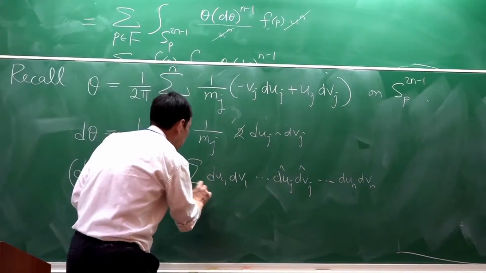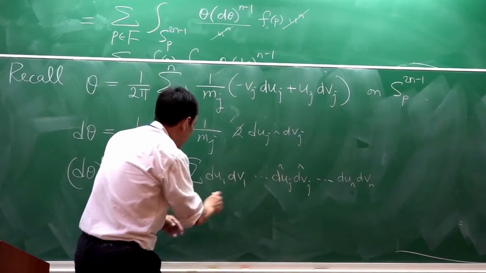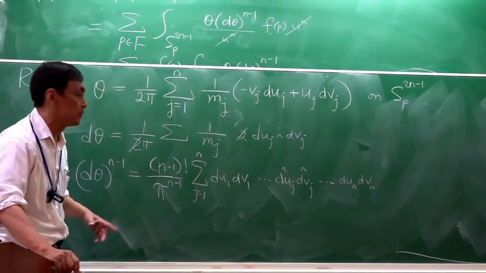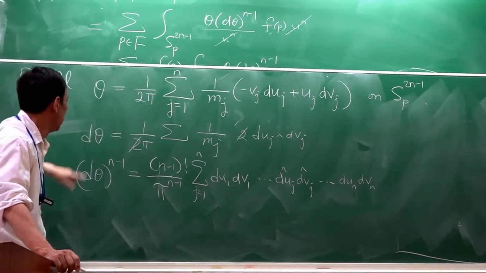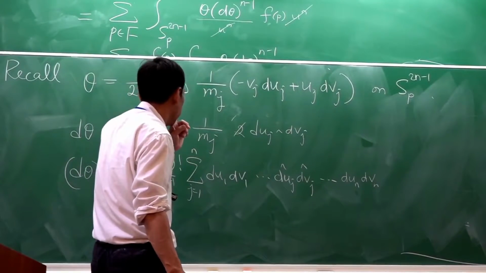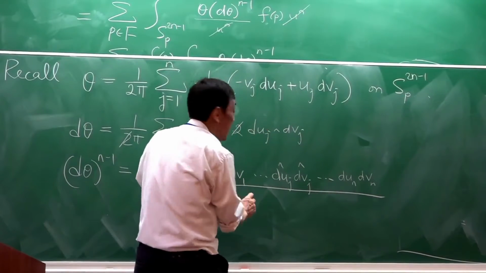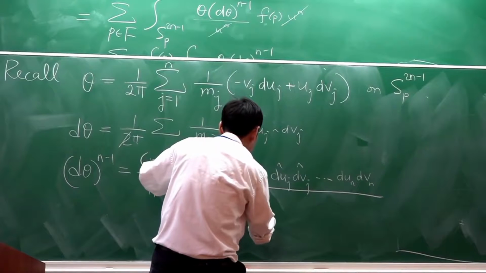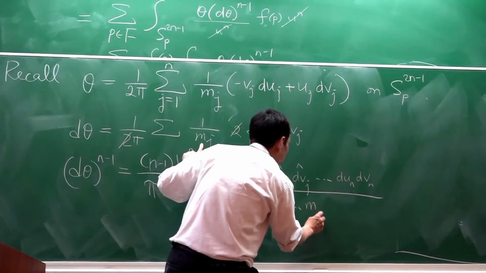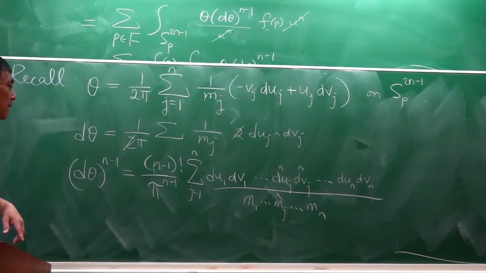And then you omit one j at a time, right? So that's what you get. And then it has to be divided by the product of these m's, but missing one of them. Okay, you get that.